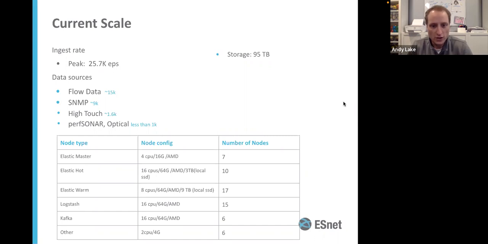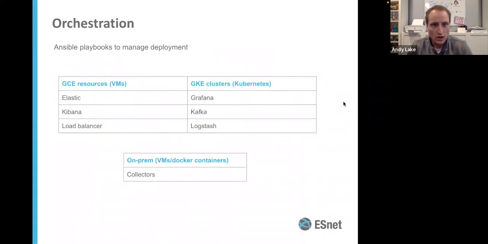So that's all our cloud stuff. And we have this big infrastructure to deploy, so we use Ansible to maintain all of this.